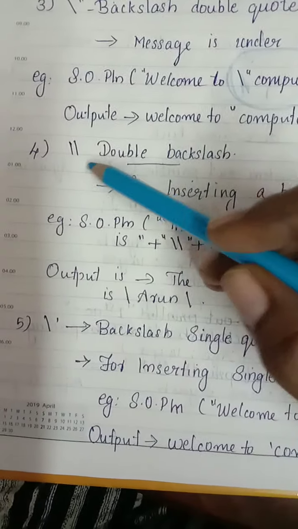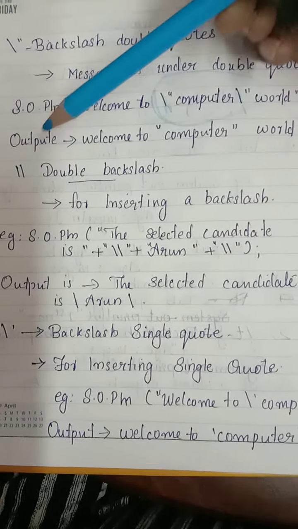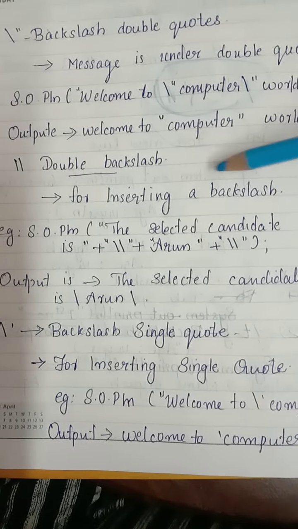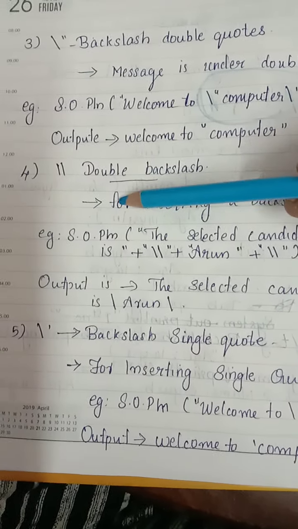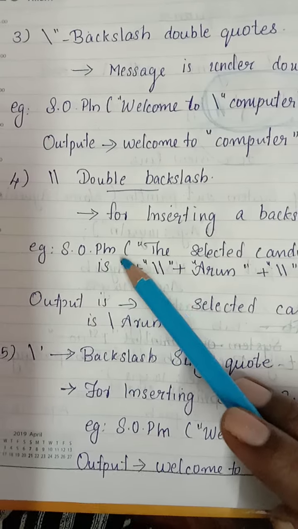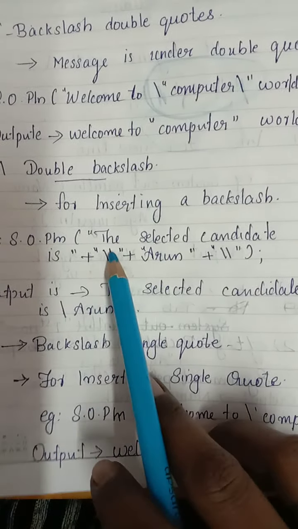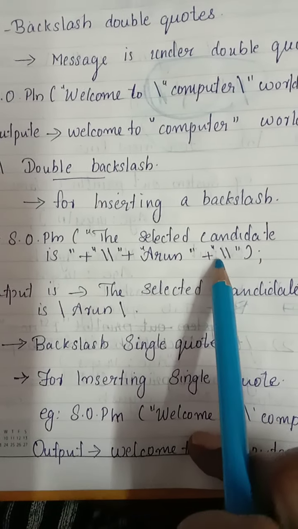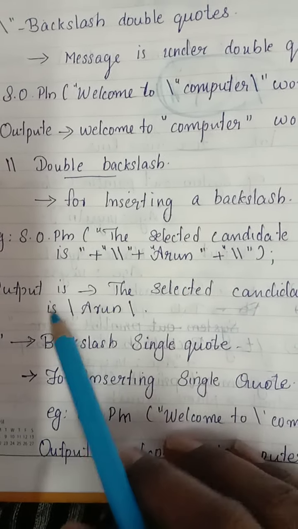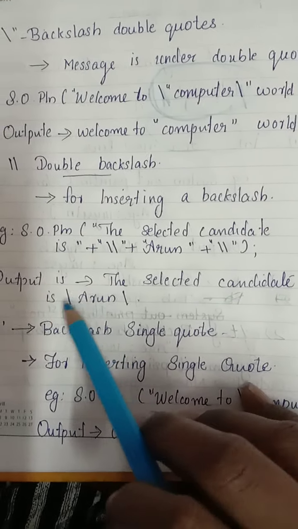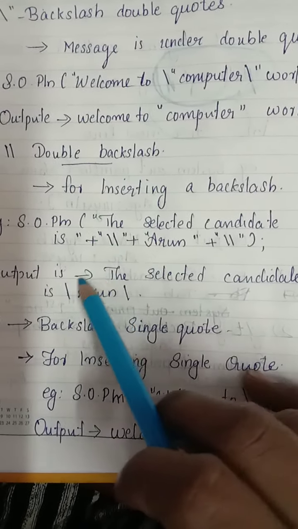The next one, double backslash. This double backslash is used for inserting a backslash. For example, system.out.println the selected candidate is, then double backslash, then Arun and then double backslash. It will display like this. The selected candidate is Arun. Arun is displaying in the backslashes.